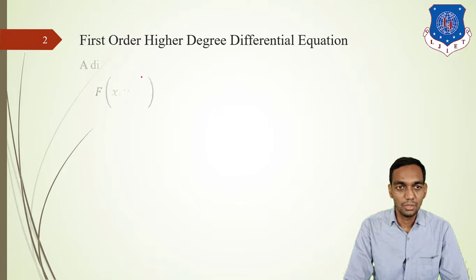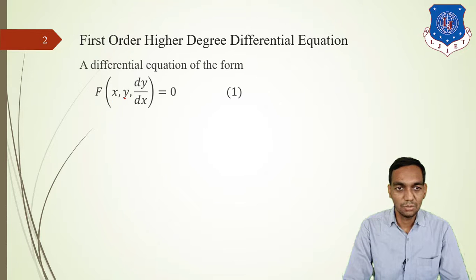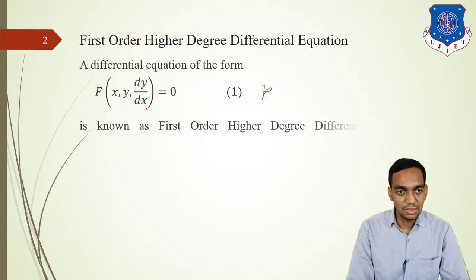First of all, if you have an equation of the form f of x comma y comma dy by dx is equal to 0, that means dy by dx is our p. Then if you have a single power of dy by dx, it is a simple first order first degree differential equation. But if you have more than one power, then that is called a higher degree differential equation. So in that case, it is known as a first order higher degree differential equation.